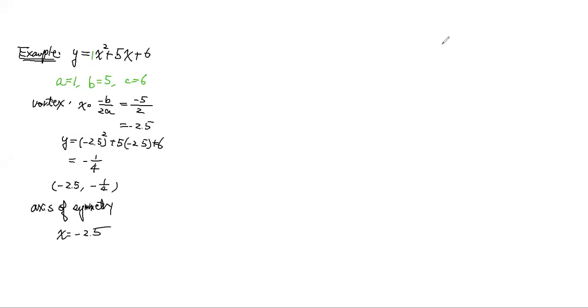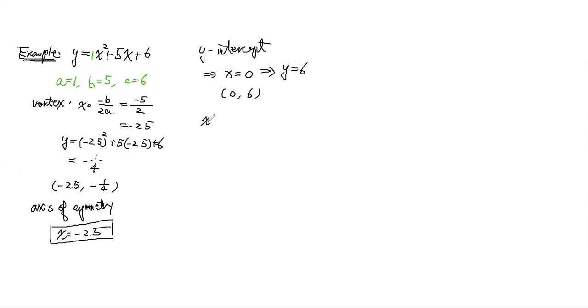But anyway, so we found the axis of symmetry. It's x equal to negative 2.5, all right? Okay, so the next thing here, I want to find the y-intercept. The y-intercept is where x is equal to 0. That means y will be equal to 6. So the y-intercept is (0, 6).